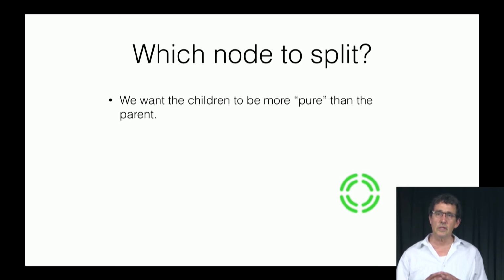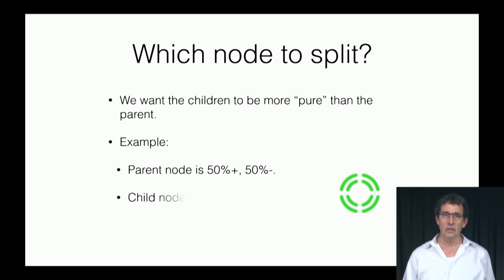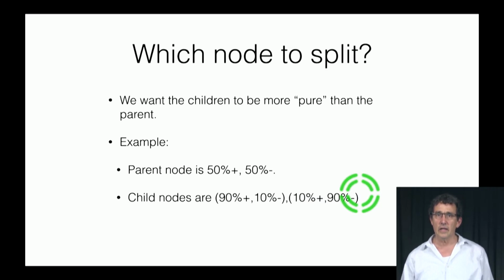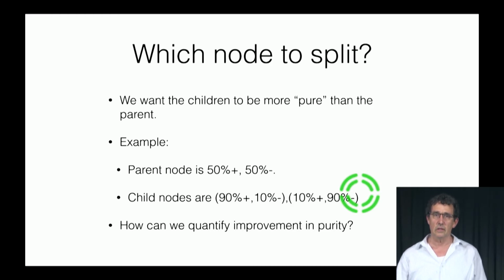We want the children to somehow be more pure than the parent. If the parent is very mixed, we want the children to be more pure than that. For example, if the parent is 50-50, and one child is 90 plus and 10 minus, and the other child is 10 plus and 90 minus, then the children are much purer. That's what we're looking for, rules that would give us that. But how can we quantify this improvement? How can we measure it so that we can compare different splits of different leaves?